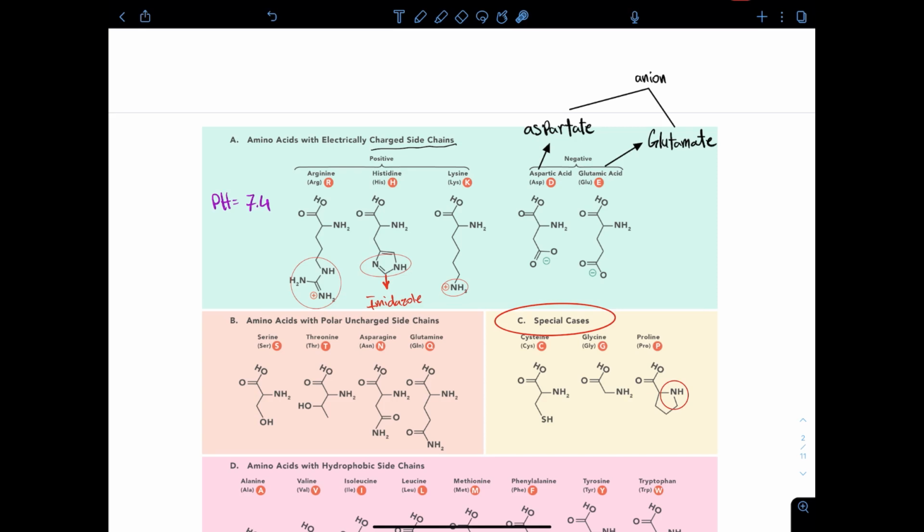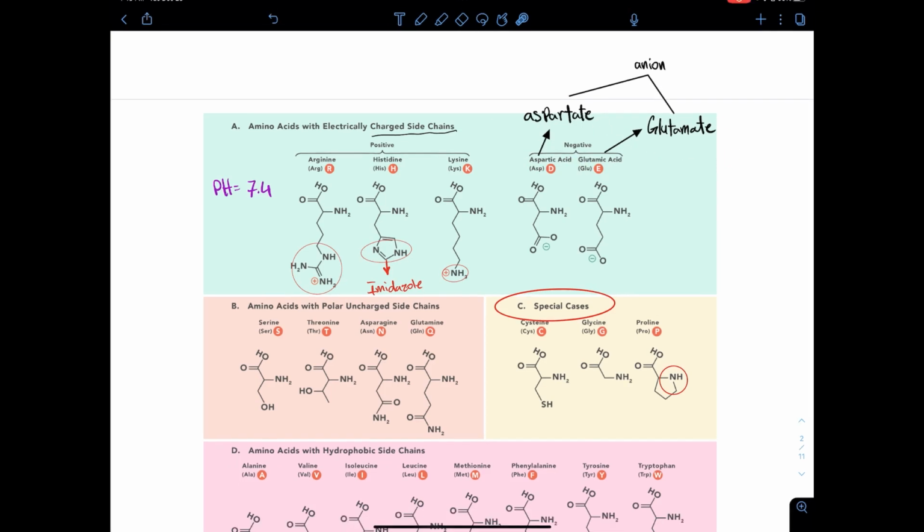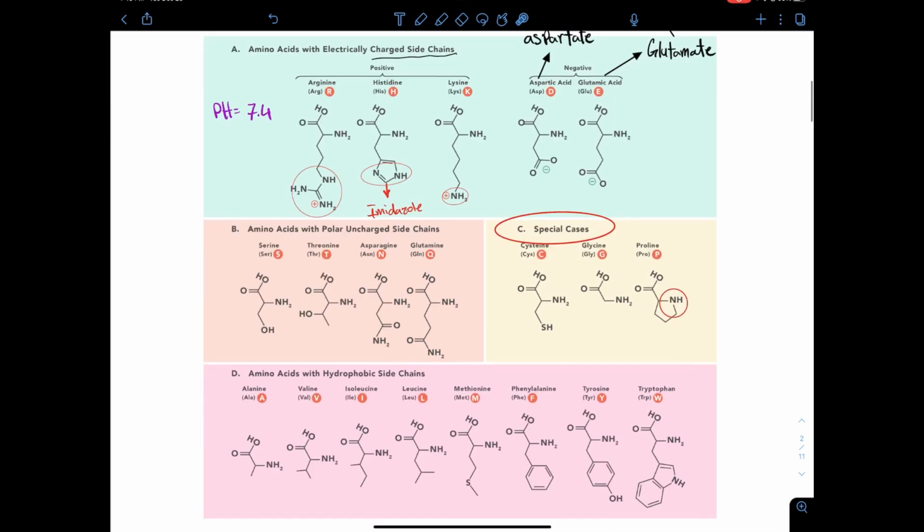But the MCAT is not going to use those names. According to the Kaplan book, they're going to use aspartate and glutamate, which are the anion names for those. As you can see, the R group of histidine has a ring, and the ring is actually called imidazole. 7.4 pH is the physiological pH of our bodies.